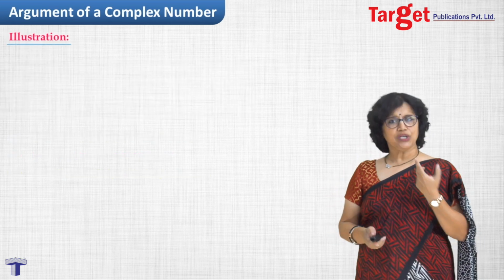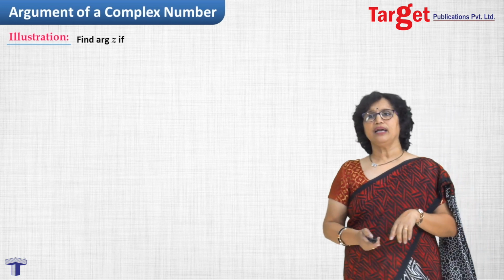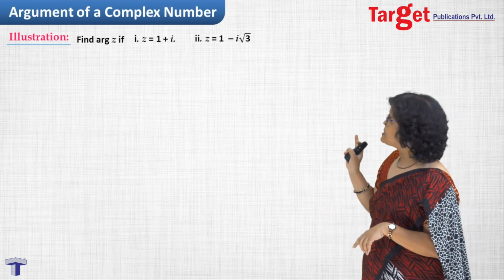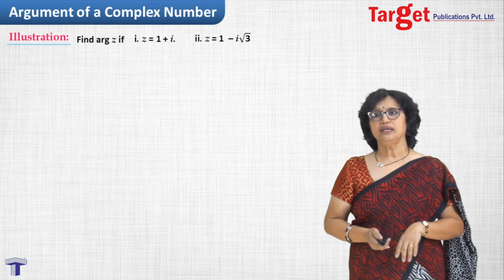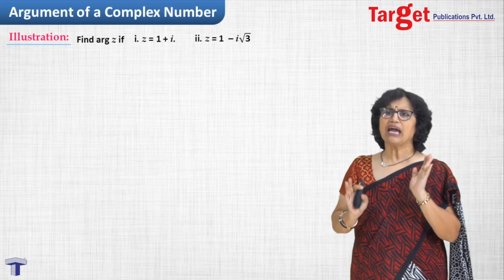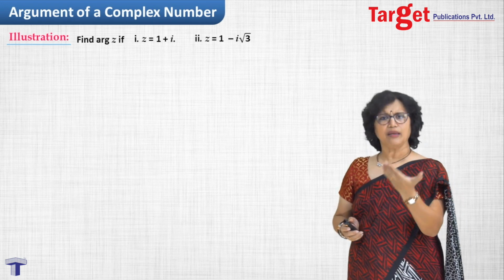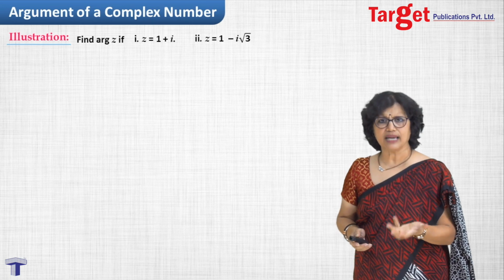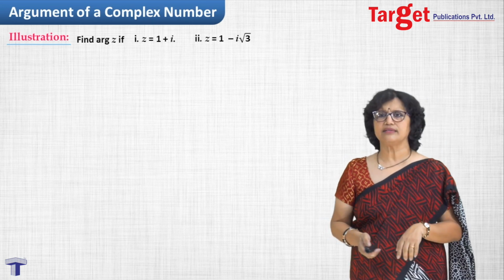Okay, now I proceed from here and I take one illustration. Find argument of z if z is 1 plus i, and the second is z is 1 minus i root 3. Now these are two different questions. I have taken deliberately one in which real and imaginary part both have positive sign, and the other one in which they have different signs.